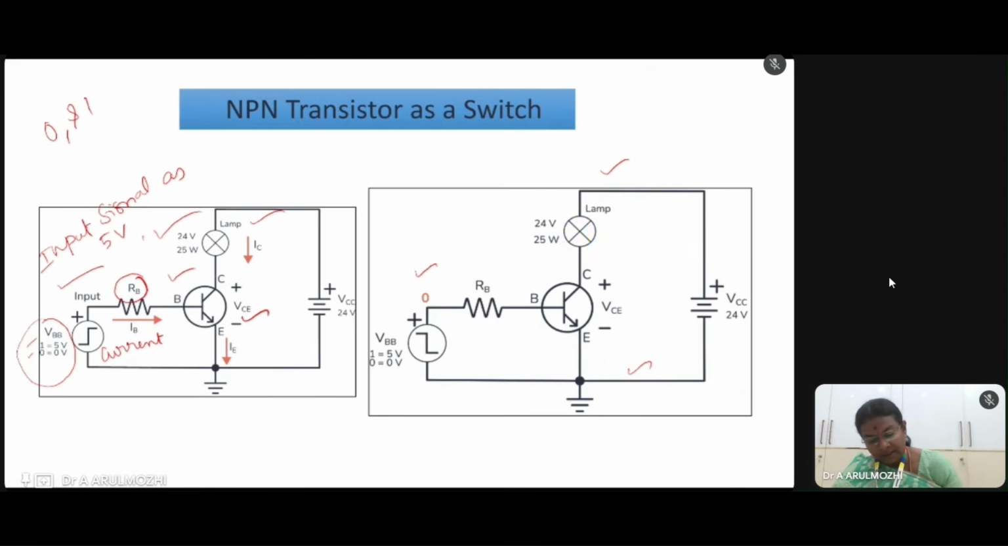So when the digital signal is 0, no voltage is applied, and consequently there is no current flowing through the transistor, which means there is no current flowing through RB, and due to that the transistor acts as an open switch. If the digital signal is 1, it acts as a closed switch.